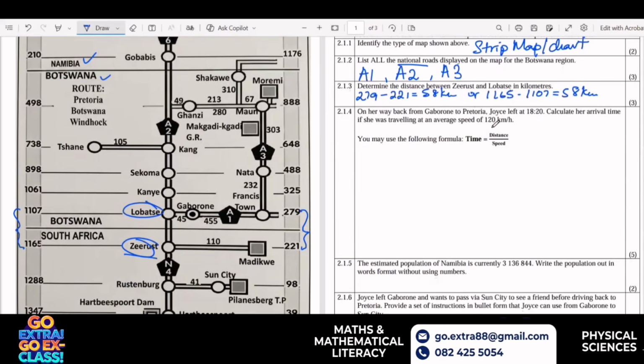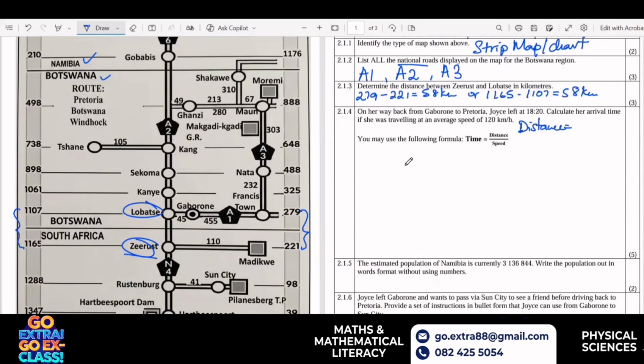But before that, we also need to find the distance between these 2 points. So what is the distance from Gaborone to Pretoria? We need to find the distance there. Let's calculate it very quickly. If we look for the distance, what will be the distance in this case?